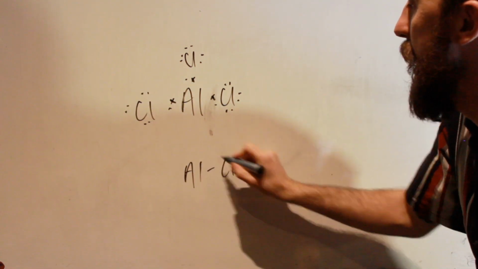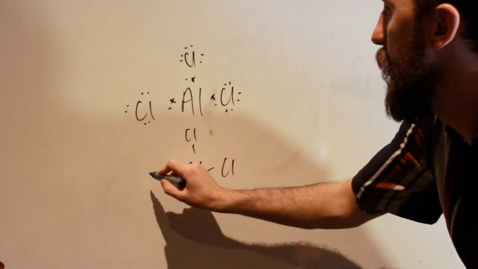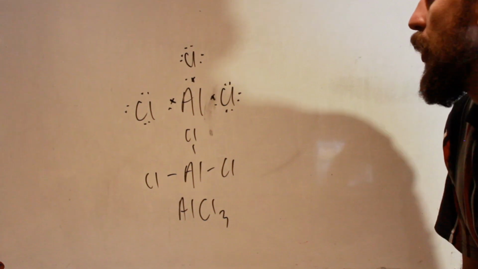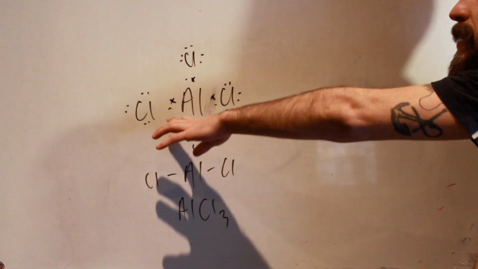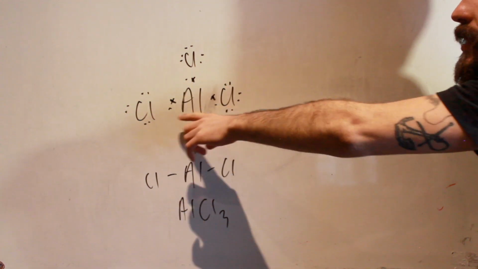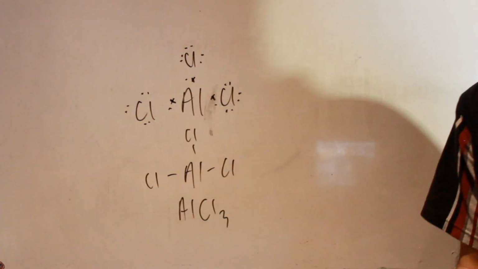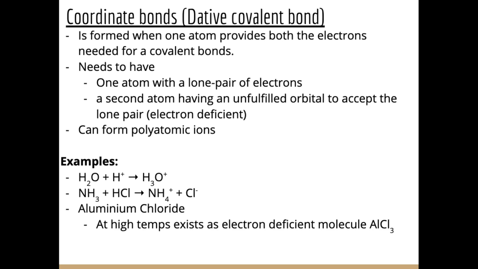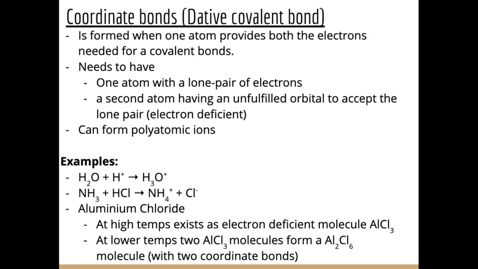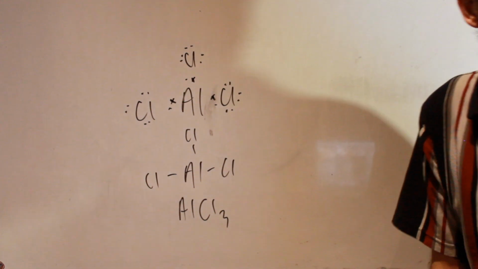So at high temperatures, we have this AlCl3 like that. But this is an electron deficient species because our aluminium doesn't have a full valence. It's still stable like this, but it's only got 6 electrons in its outermost shell. At higher temperatures, it exists like this. But at lower temperatures, you get 2 AlCl3 molecules forming 2 coordinate bonds to form an Al2Cl6 molecule.